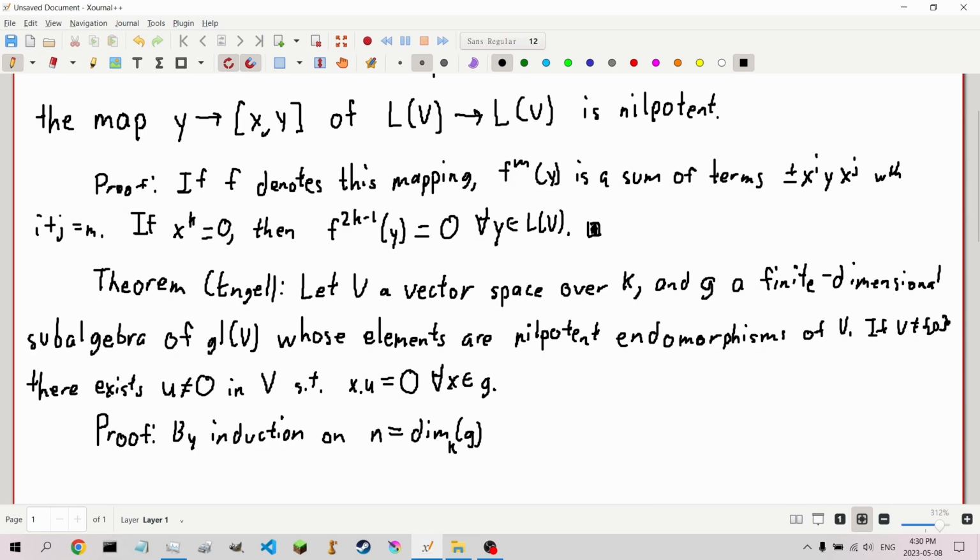Once again, if the dimension of G is 0, then its only element is 0, which means you can take any non-zero U, and since X has to be the 0 map, that works out just fine for the case. So we only need to think about the case when n is greater than 0.